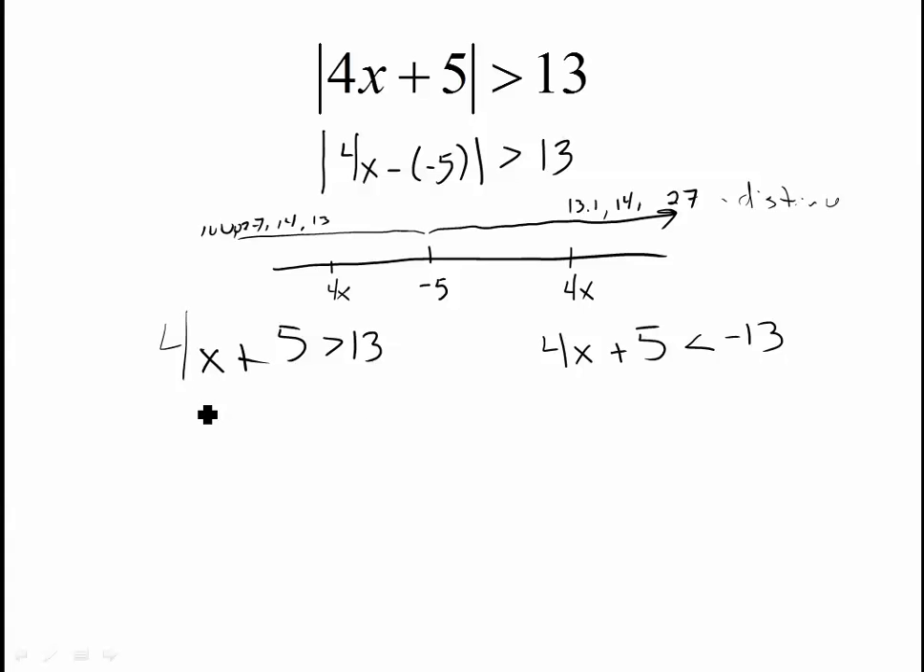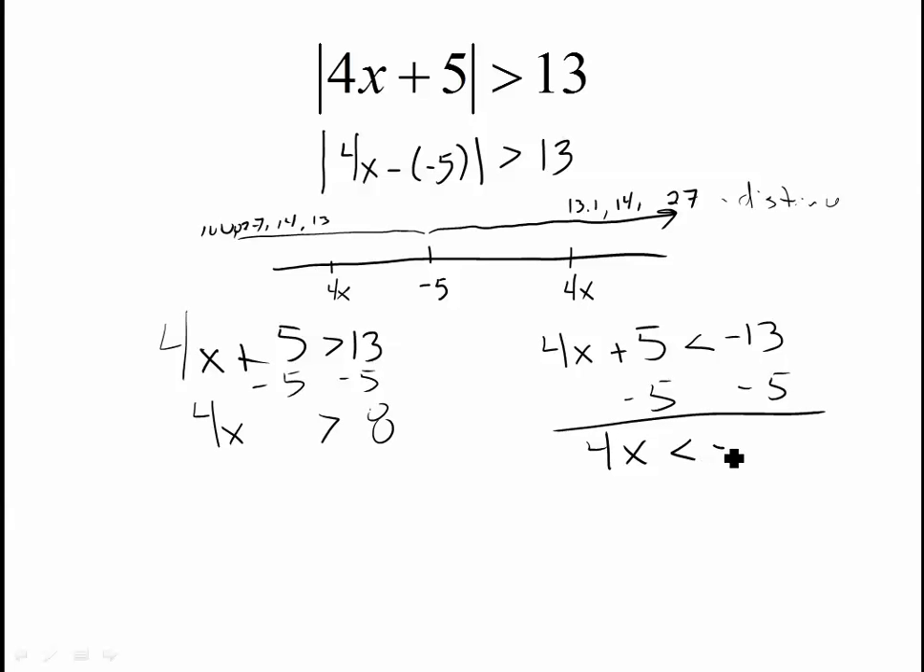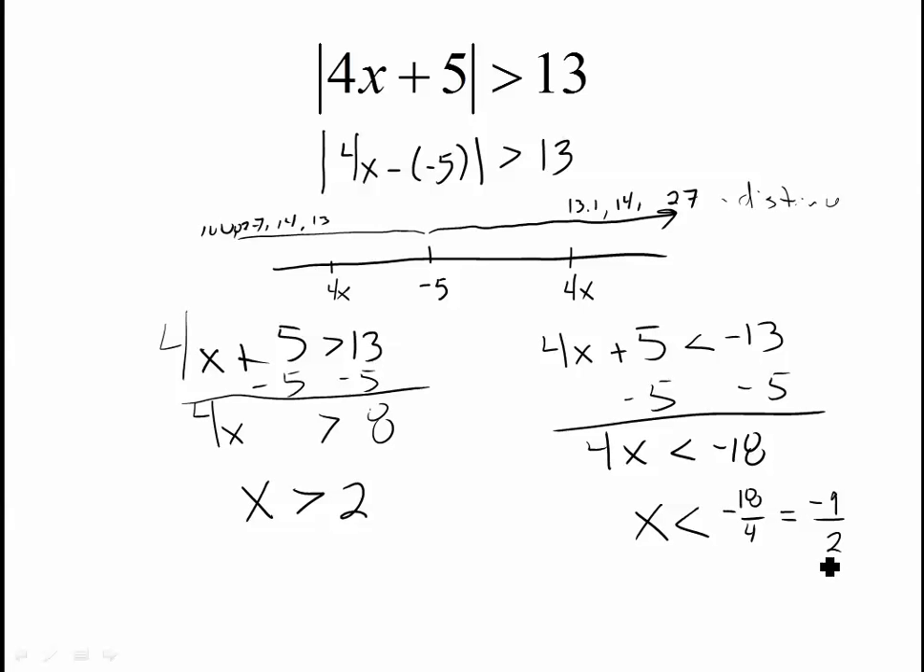If I subtract 5 from both sides, 4x would be greater than 8. If I subtract 5 from both sides over here, 4x would be less than negative 18. Dividing both sides by 4, I would find that x is greater than 2. Dividing both sides by 4, I would find that x is less than negative 18 fourths, which is equivalent to negative 9 halves.